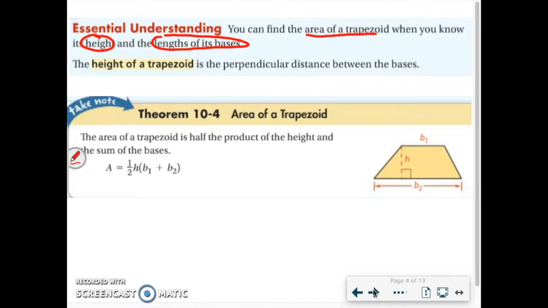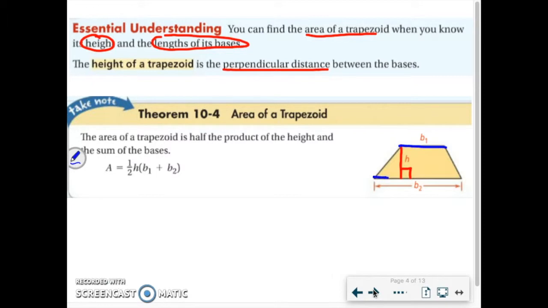So when I say height of a trapezoid, I mean this perpendicular distance between the bases. So on the picture here, the bases are the parallel sides. I need to know the perpendicular distance between them, so I need to have that right angle shown there. Then after that, we have the parallel sides.